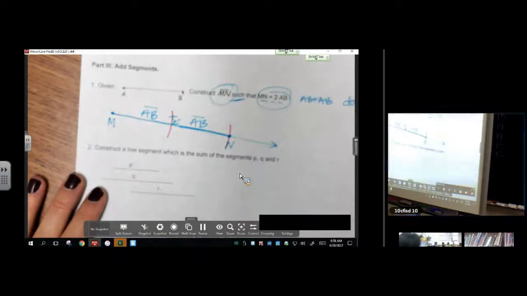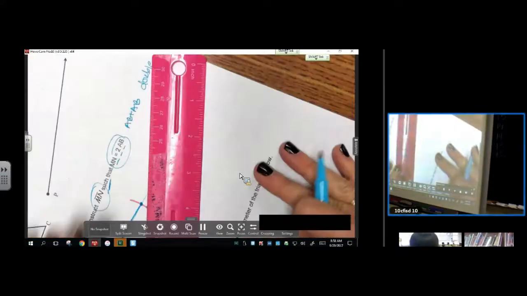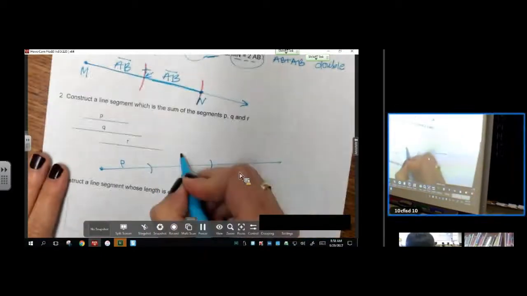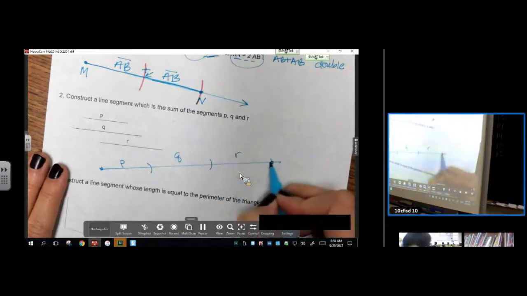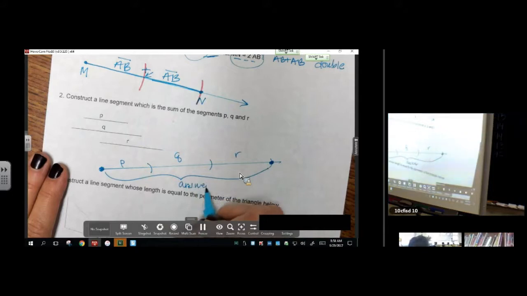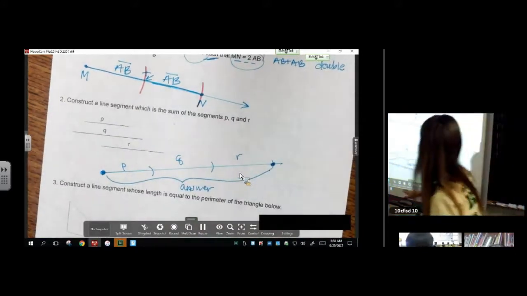Okay? So if we had time, you would try number 2, and you would add all of those segments together. Pretend we had time, you would put like P here, and then after it you'd put Q here, and then after it you'd put R here, and then your answer would be from end point to end point. This whole segment would be your answer. But we're going to go ahead and move on to the last concept of the day.